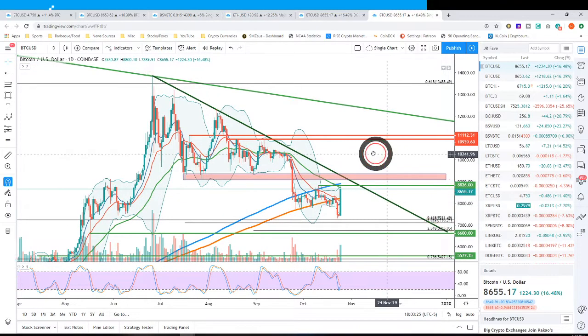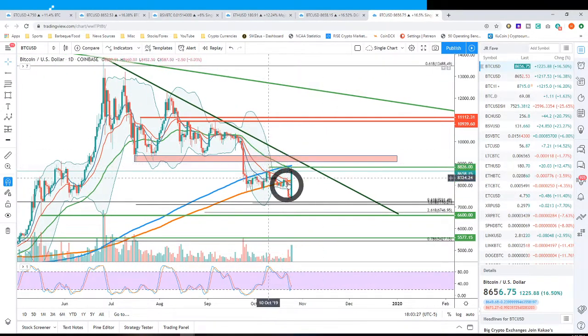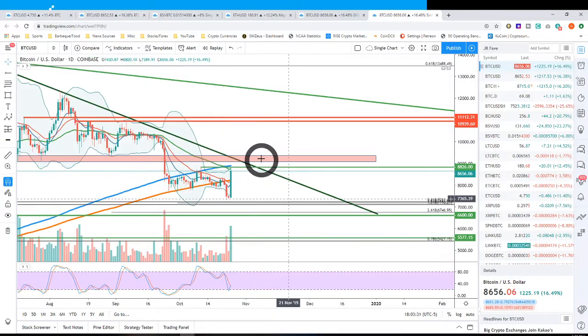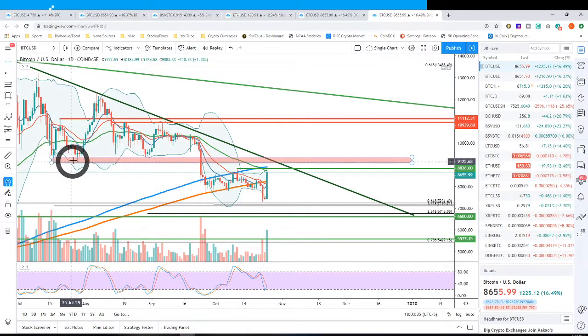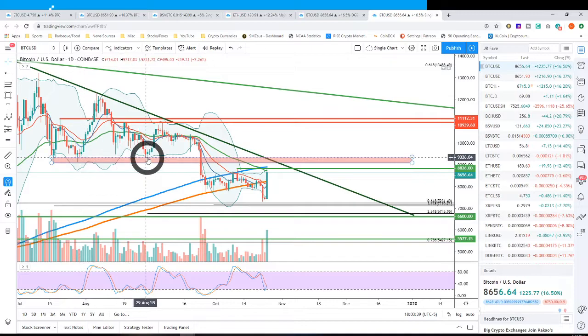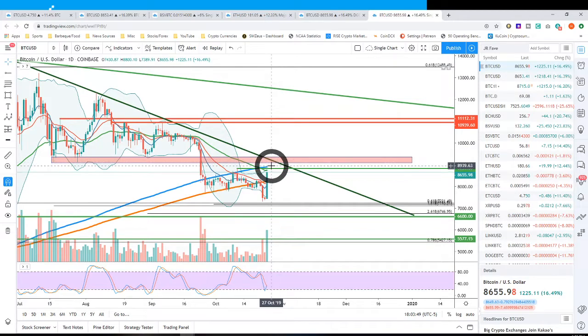There's your area to watch on Bitcoin. This has been a very impressive move. But when you go back and look at it, all we're doing is testing an old area of what used to be support and is now going to be resistance. And it all lines up right here. Get above this and the gloves are off.